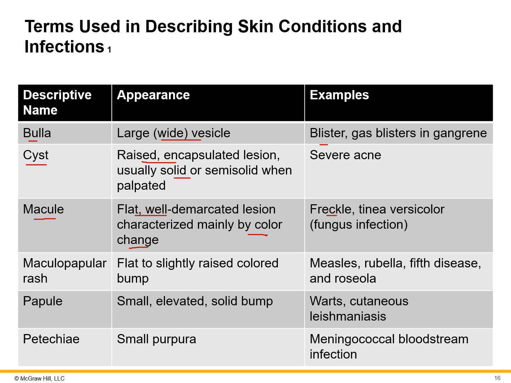And then putting a couple words together, maculopapular rash. So this is flat, maybe with a little raised bump to it. Measles and rubella have these rashes, which we'll talk more about. A papule. So these are small, elevated, solid bumps, like a wart would be an example of a papule. Petechiae. These are small purpura, which is on the next slide, but kind of like a small, teeny tiny rash, little red sites that we get on our skin.